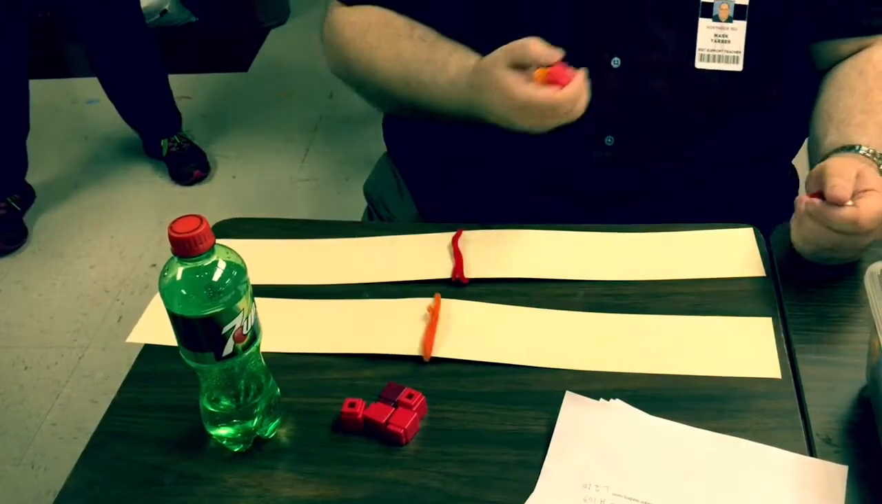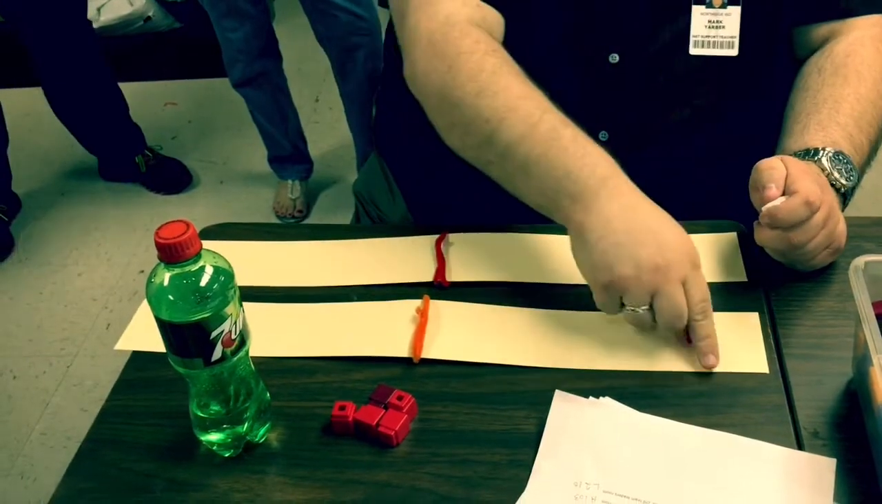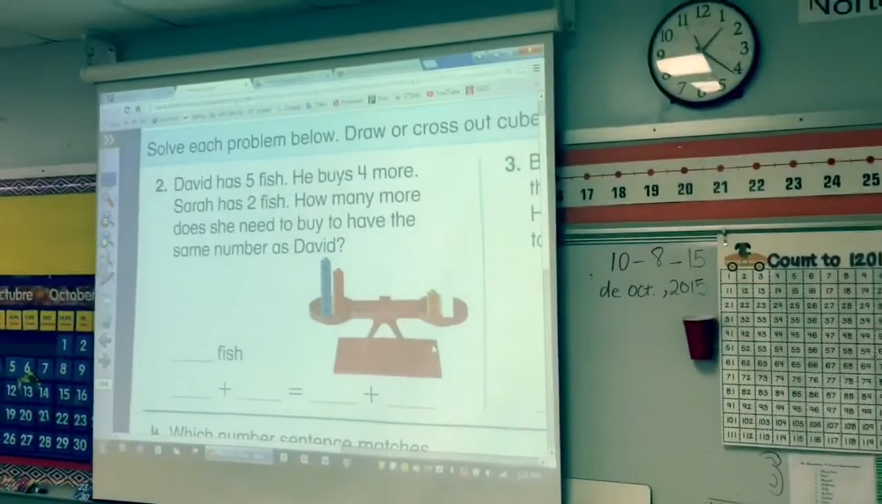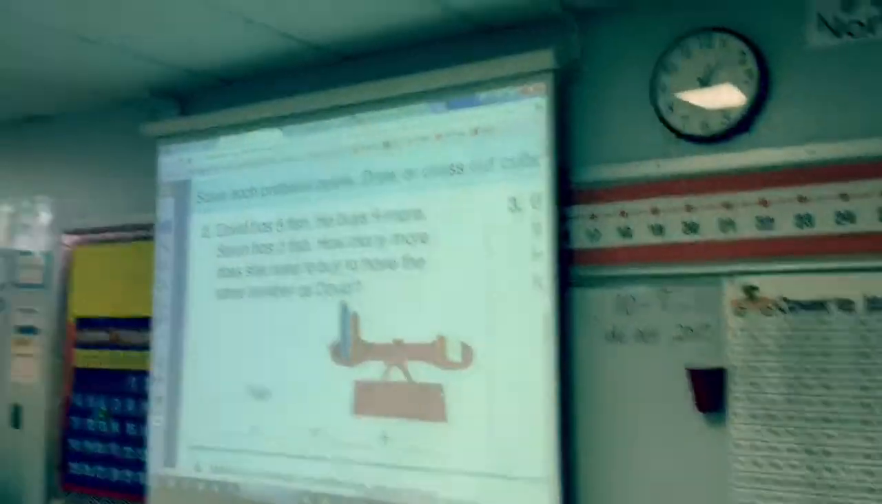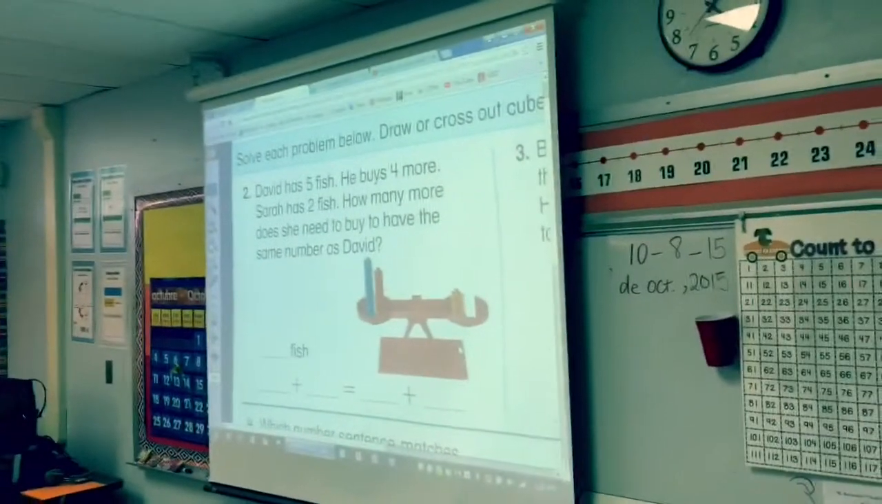David has 5 fish. Well, first thing I did was say, is that all or part? Part. So I put it here on David. Let's do this. First things first, let's follow the steps. We're gonna read the whole problem. David has 5 fish, he buys 4 more. Sarah has 2 fish. How many more does she need to buy to have the same number as David?